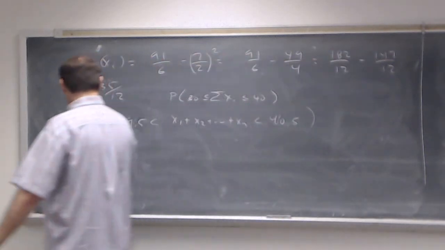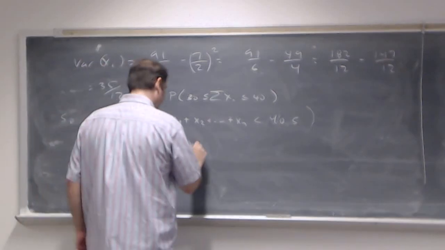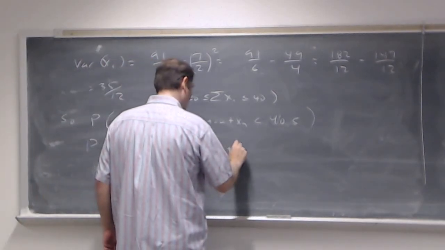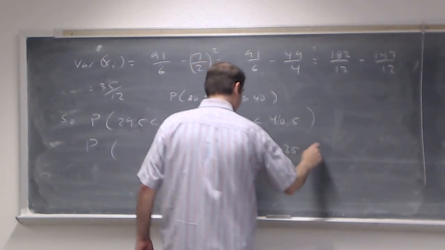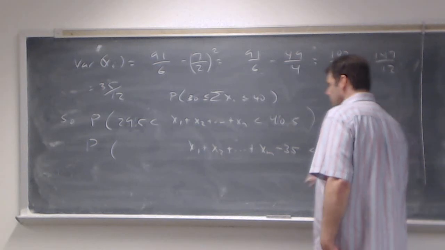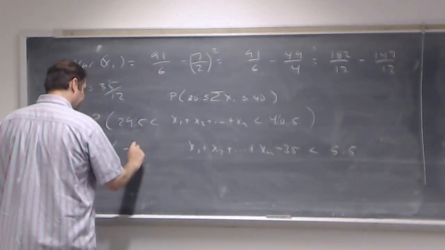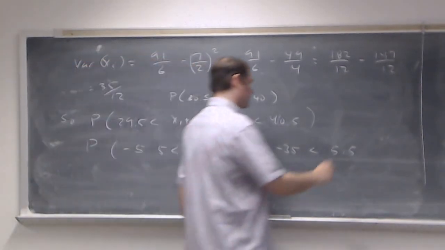So what I'm going to have to do is to get 35 involved. And so I'm going to subtract 35. But if I subtract 35 from the middle, to make it look like the quantity that's involved in the central limit theorem, I'm going to have to subtract 35 here. So that's 5.5. And when I subtract 35 here, that's minus 5.5. Okay, that's what we're looking at.